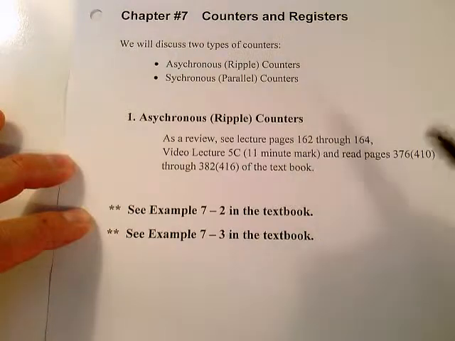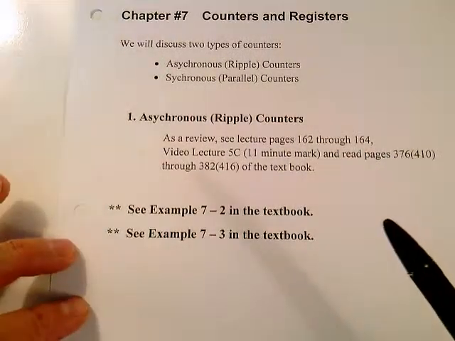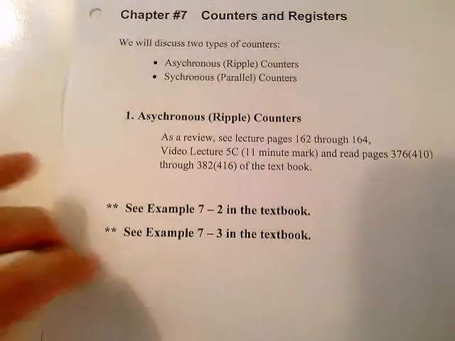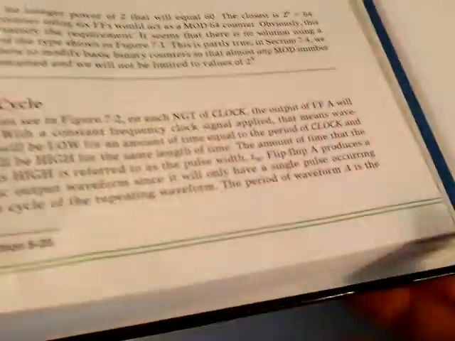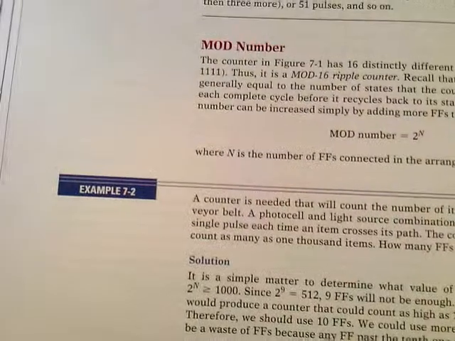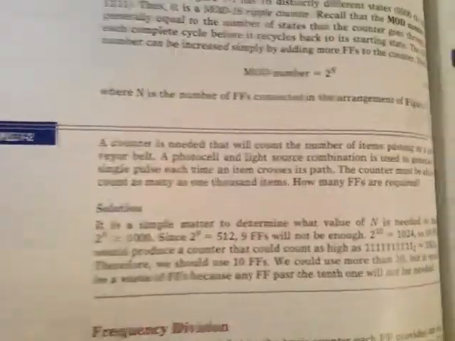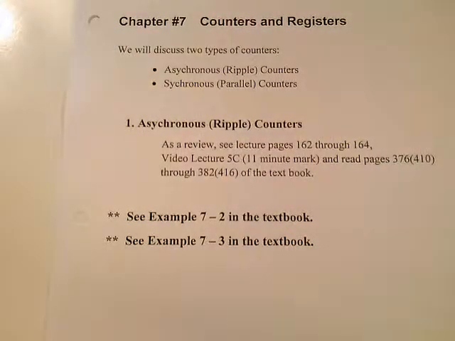In the textbook, 376 through 382 or 410 through 416, whatever edition you're using. See examples 7.2 and 7.3 in the textbook. These are really good examples, both of them. So if you have a minute to take a look at them, I would take a look. Find example 7.2. It looks like that. And find example 7.3. It looks like that. Make sure you understand the examples.